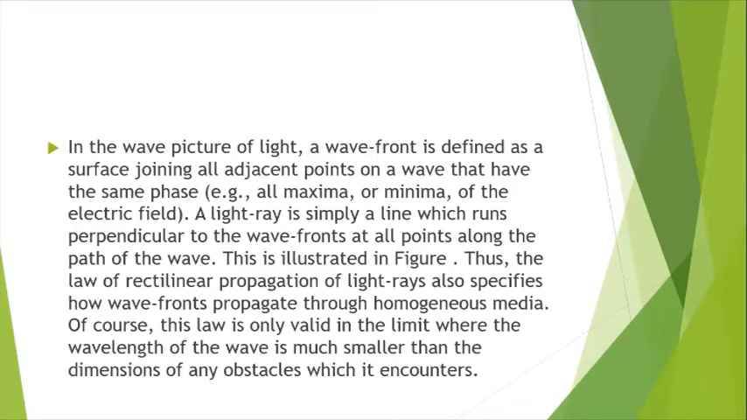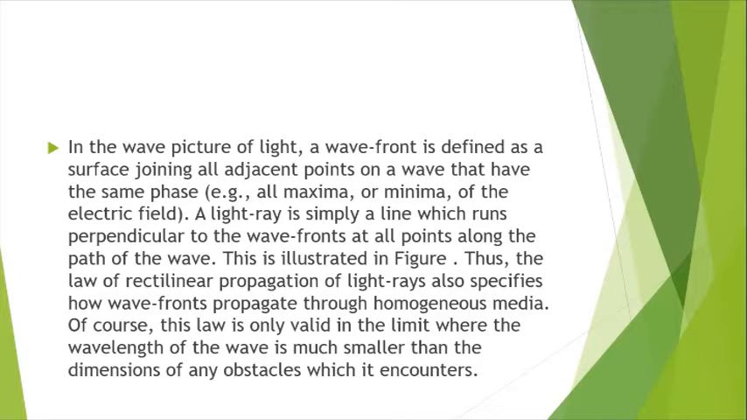In the wave picture of light, a wave front is defined as the surface joining all adjacent points on a wave that have the same phase. Example is all maxima or minima of the electric field. Then a light ray is simply a line which runs perpendicular to the wave fronts at all points along the path of the wave. This is illustrated in this figure. Thus, the law of rectilinear propagation of light rays also specifies how wave fronts propagate through homogeneous media.